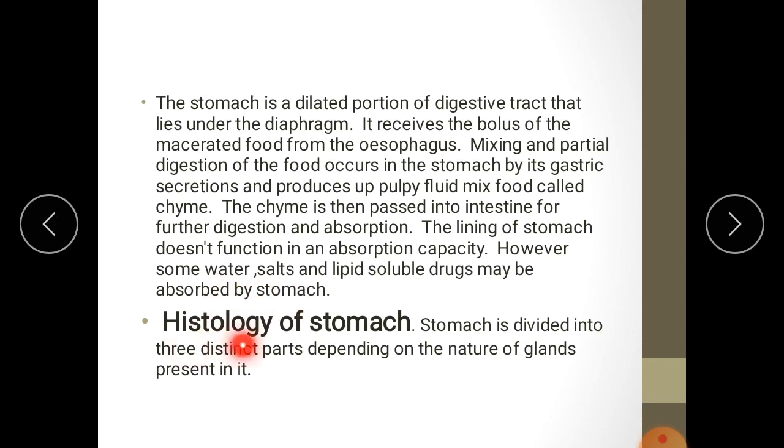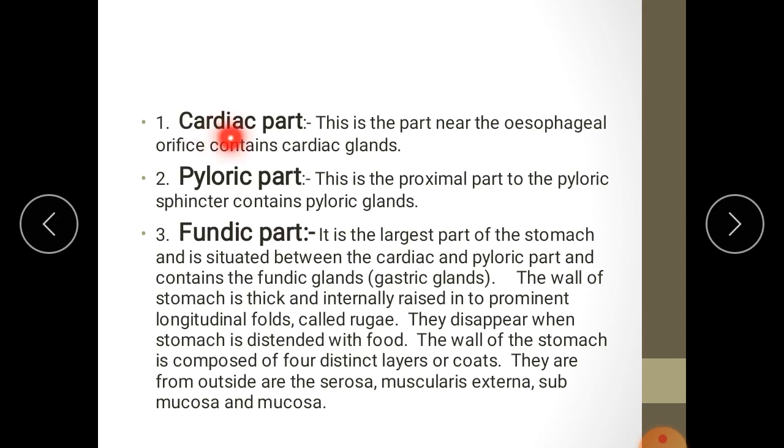So, histology of stomach. Let us discuss the histological part of the stomach. The stomach is divided into three distinct parts depending on the nature of glands present in its wall. How many parts? Three distinct parts. What are those? Cardiac part, pyloric part, and fundic part.